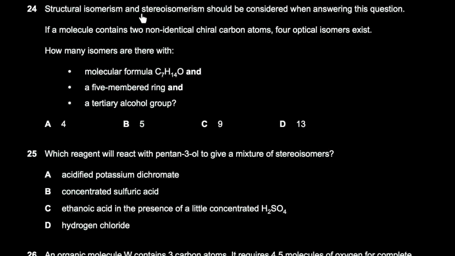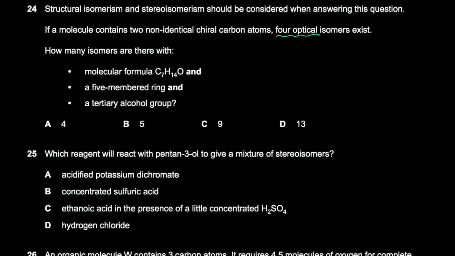Structural isomerism and stereoisomerism should be considered when answering this question. If a molecule contains two non-identical chiral carbon atoms, 4 optical isomers exist. How many isomers are there with the molecular formula C7H14O, a 5-membered ring, and a tertiary alcohol group? So the first thing we're going to do is draw out the structural isomers that fulfill these requirements.